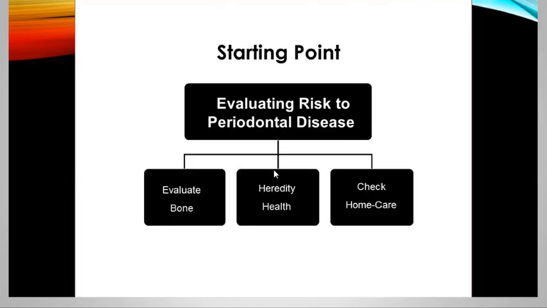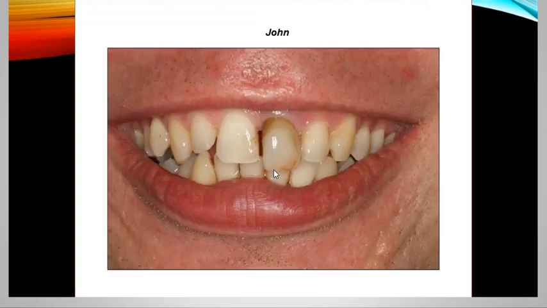So where do we start with periodontal disease? Certainly we need to evaluate risks for our patients, so we can give them an assessment as to whether they're low, moderate, or high risk for periodontal disease now or in the future. These 3 points are evaluated: we evaluate bone, we evaluate heredity, and certainly we evaluate home care. Those are the 3 primary points we evaluate.